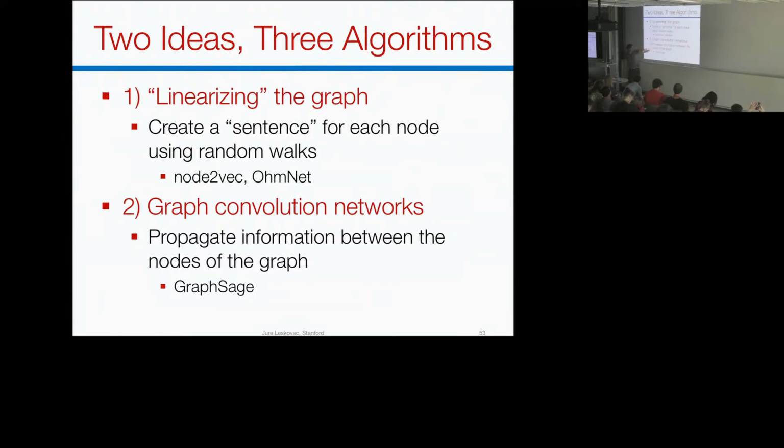And then in the second part, I'll talk about graph convolution networks, where the idea will be to think about what people have been doing with convolutional neural networks, more on the image processing side of things, and see whether we can apply similar ideas to graphs. And I'll tell you also what the challenges are there. Okay? So that's the idea.